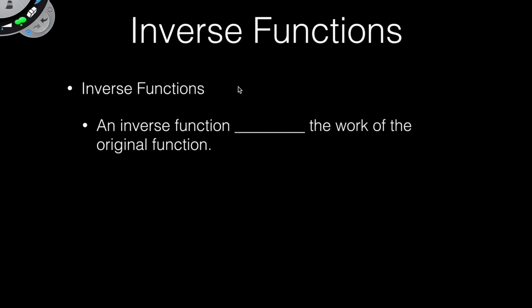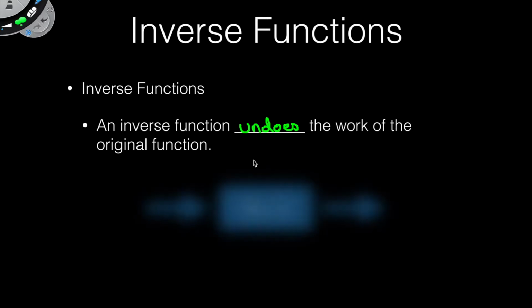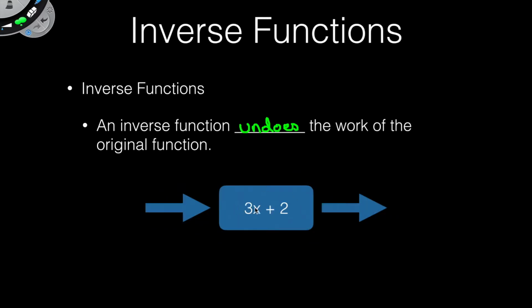So now let's go ahead and talk about inverse functions. An inverse function, like an inverse operation, undoes the work of the original function. That's basically what it does. So let's say we have a function y equals 3x plus 2, and let's say we plug in a number 5 into it. So 5, you multiply by 3, add 2, you're going to get an answer of 17.